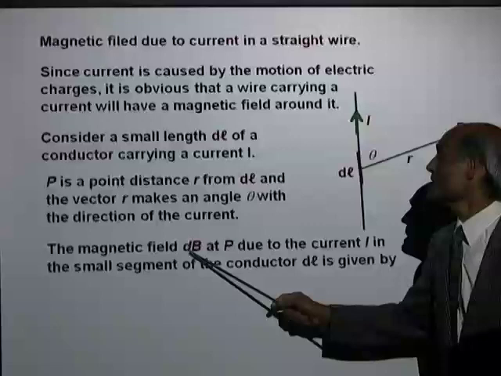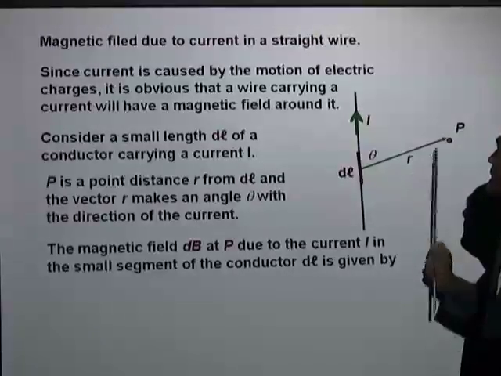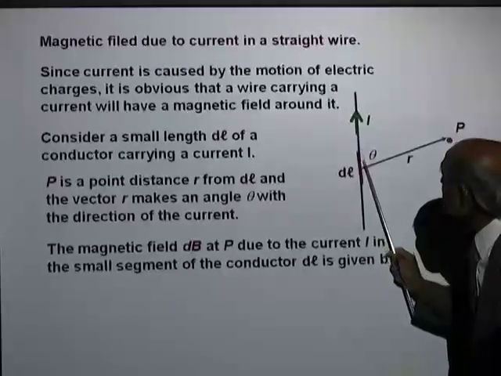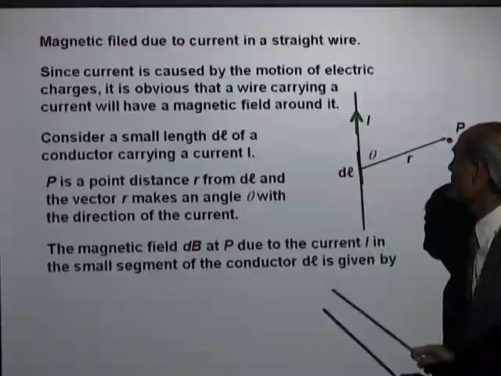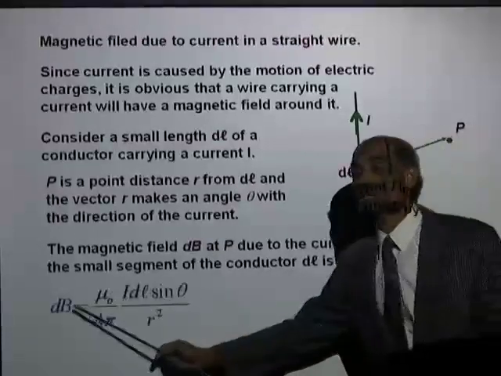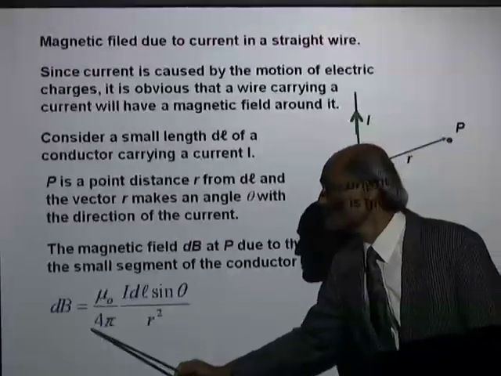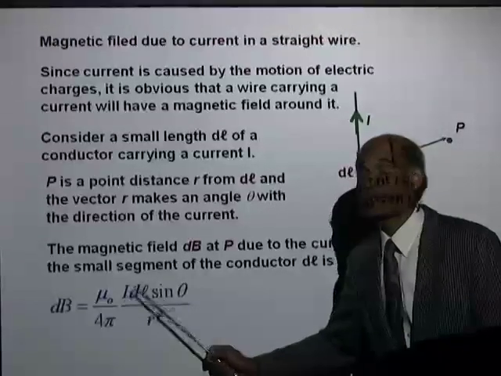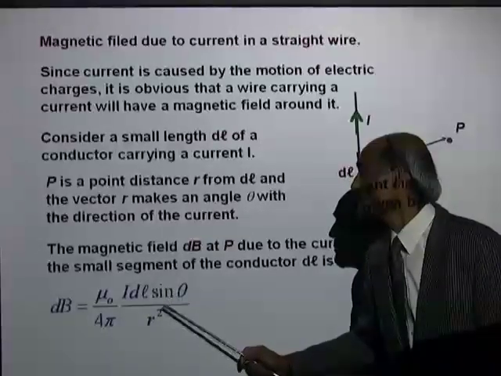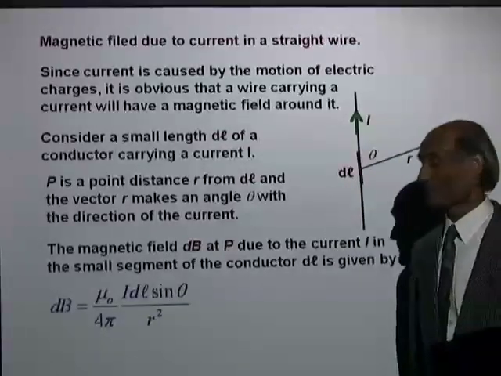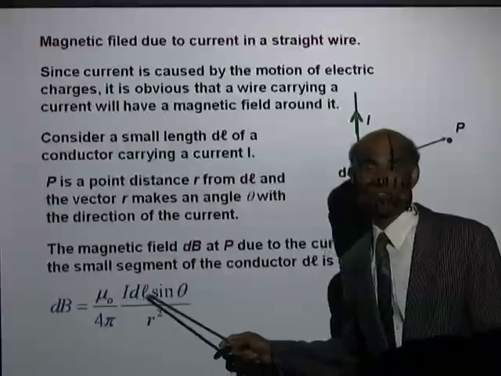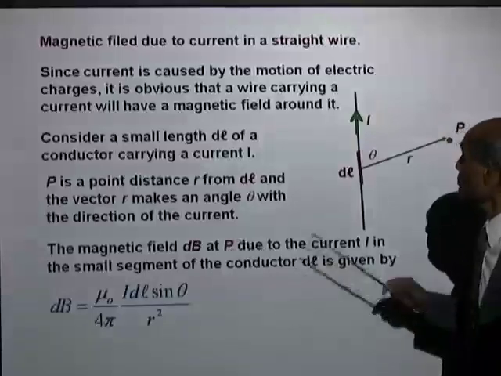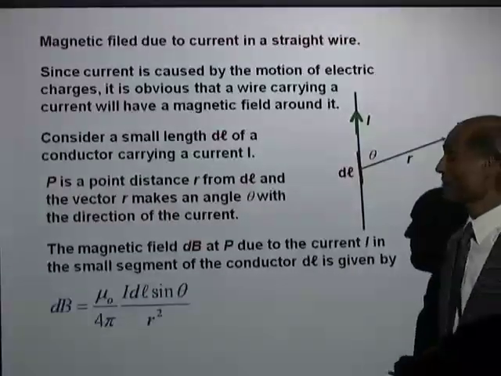The magnetic field dB at P due to the current I in the small segment dl is given by dB equal to mu0/4 pi. Familiar? That is a constant of proportionality. I dl sine theta over r squared. Now, this is a very famous law in physics. And we're going to use this equation to generate expressions for magnetic field.